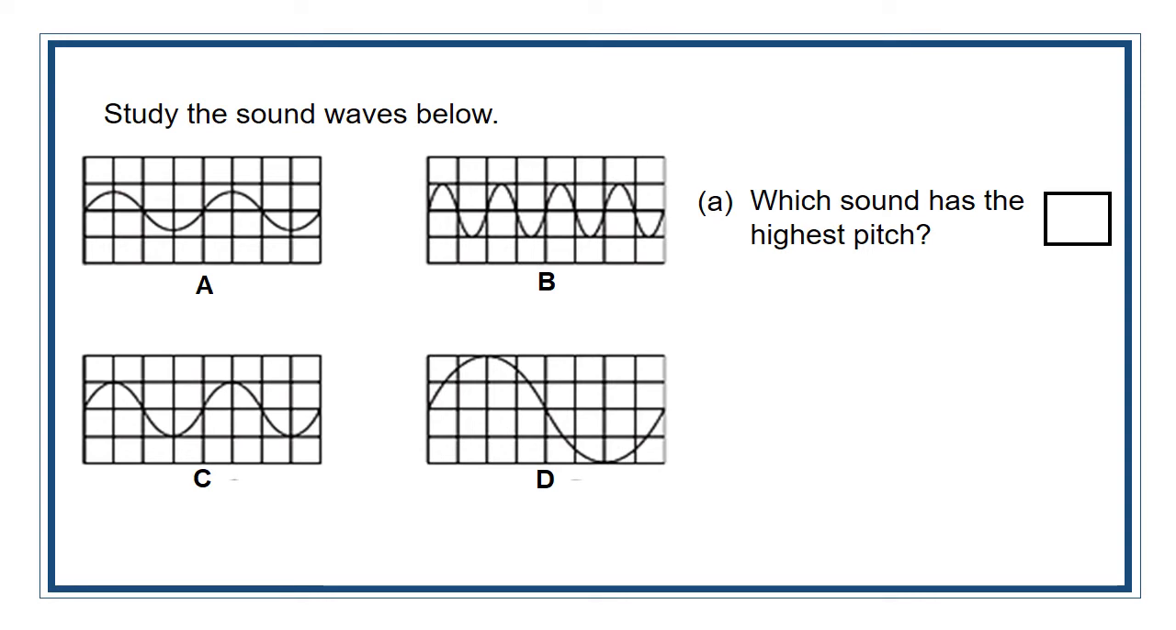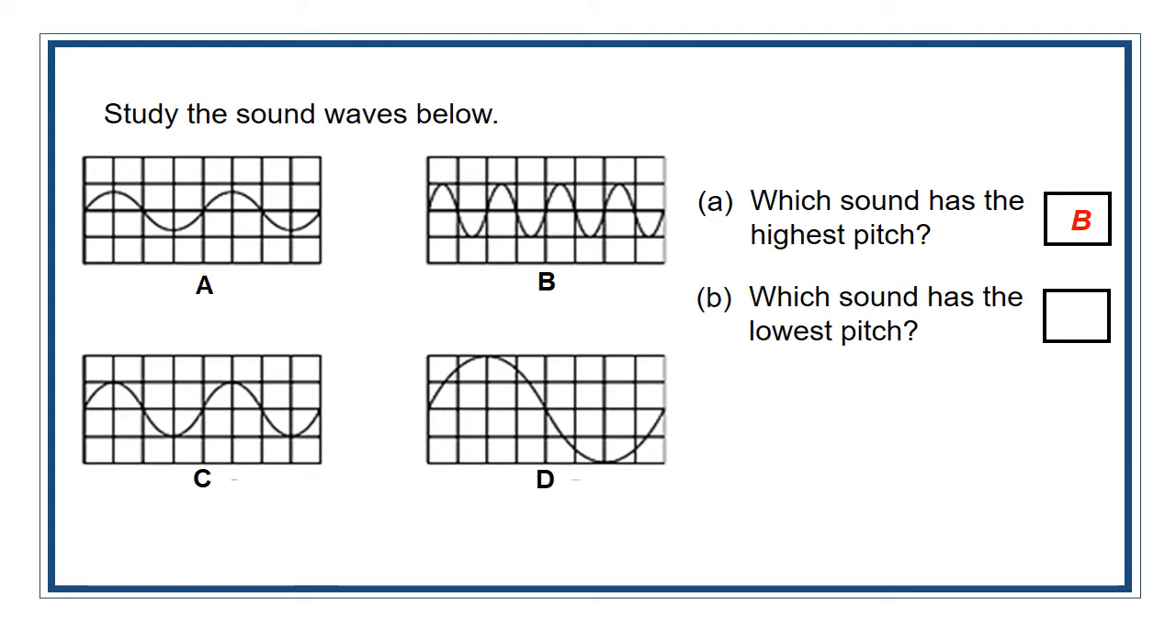So when you say which sound has the highest pitch, that means which one has the shortest wavelength. Is it A, B, C, or D? The answer is B. So if we compare B with A, C, and D, its wavelength is the shortest. So therefore, it will have the highest pitch.